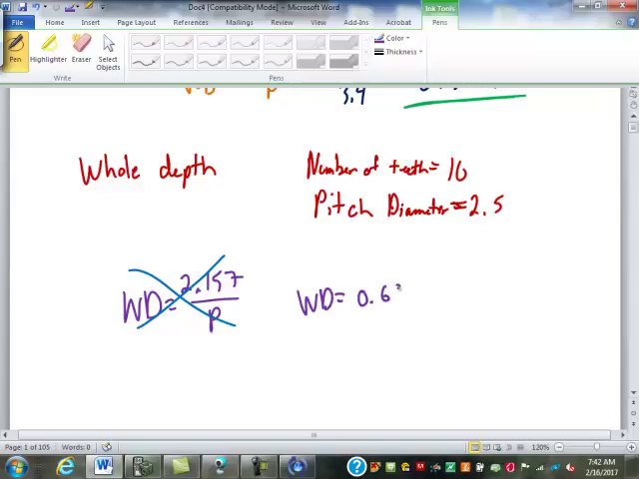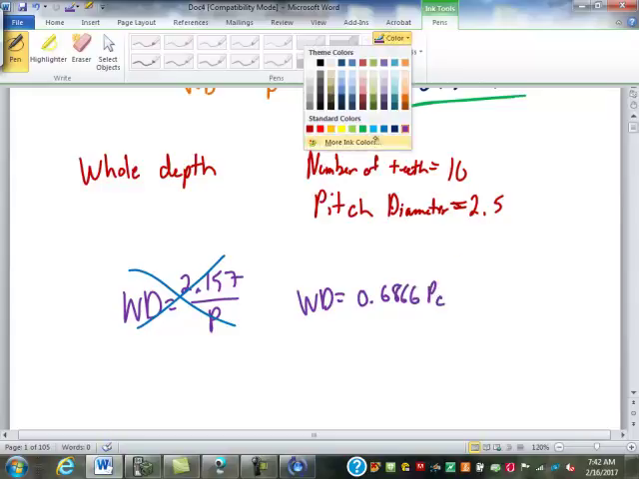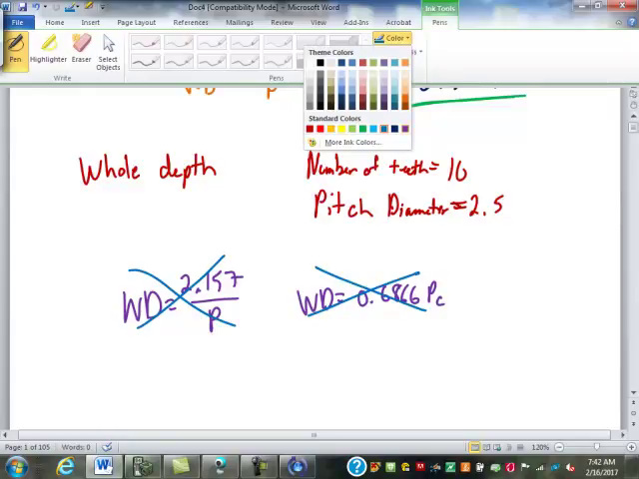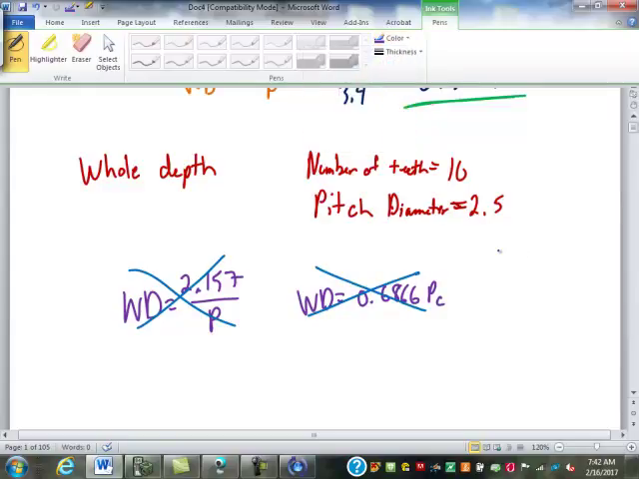The next formula for hole depth, WD is 0.6866 times the circular pitch. Do I have the circular pitch? No, I don't. So I don't have the information I need for that formula. Yeah, that's what I'm getting to.